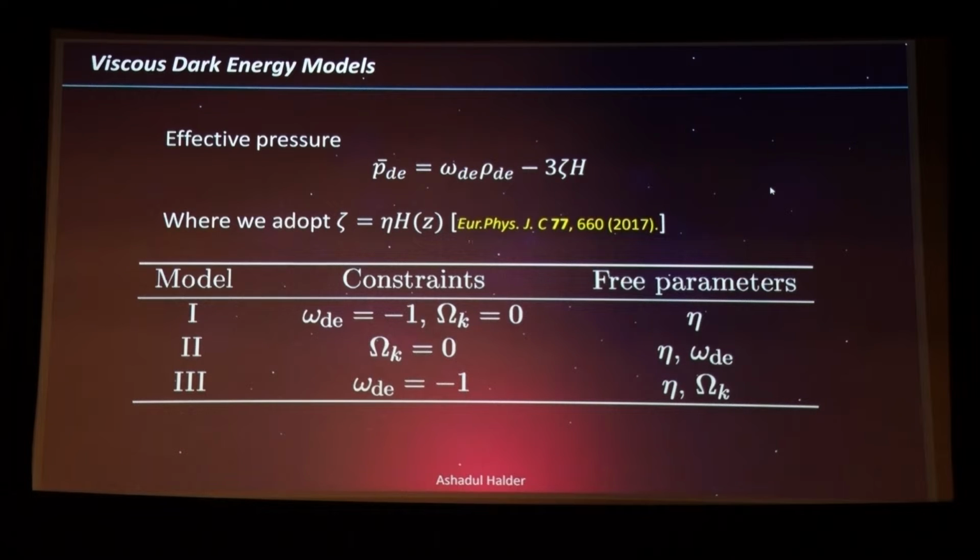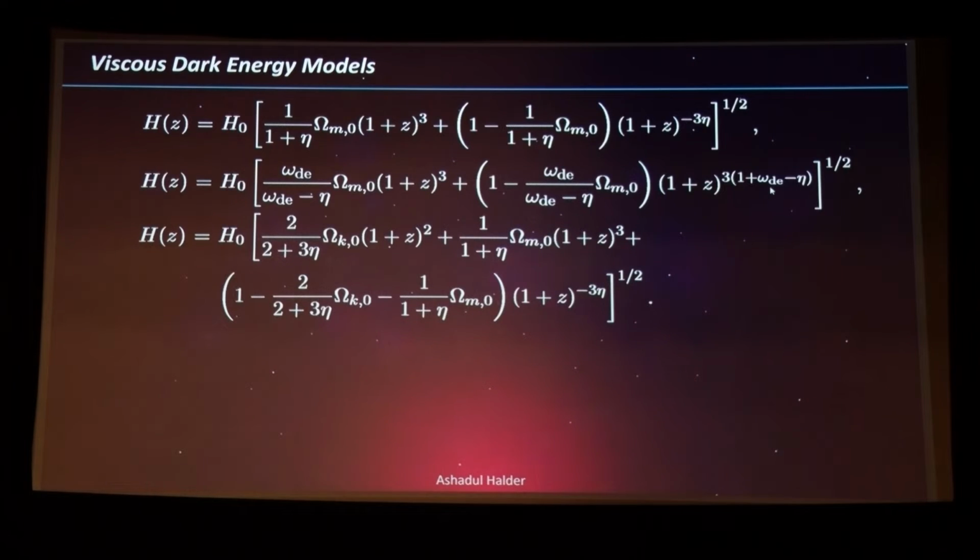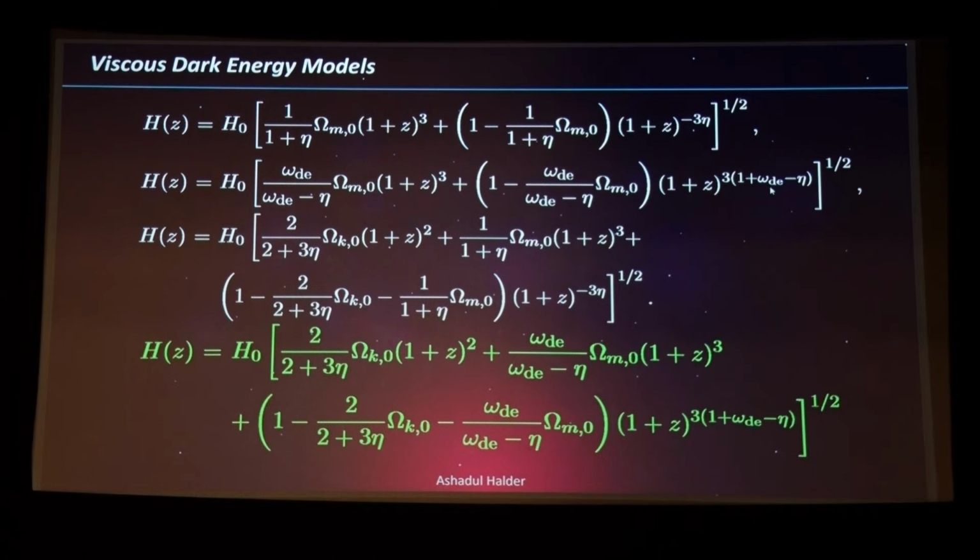According to model 1, we have only one free parameter, that is eta. But in models 2 and 3, we also add two other free parameters, respectively omega d and the curvature term, along with eta. Incorporating this, the Hubble parameter modifies in this form. Here, the first one is for model 1, this one is for model 2, and the last is for model 3. We can also express a general form, this one.